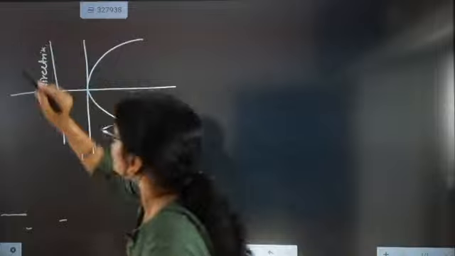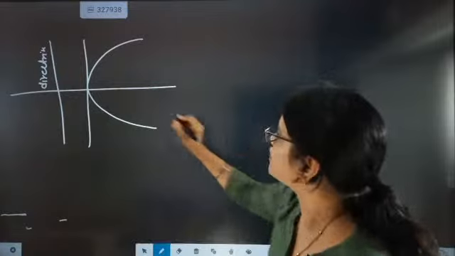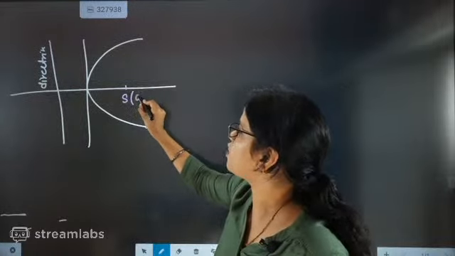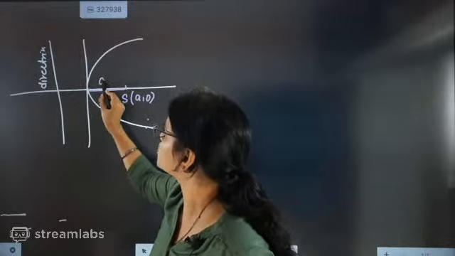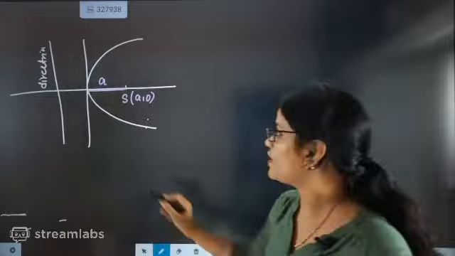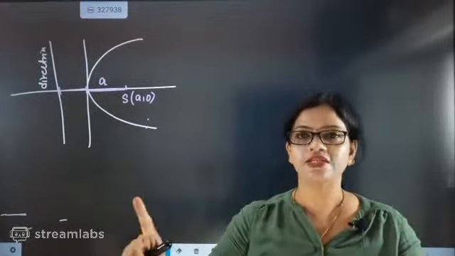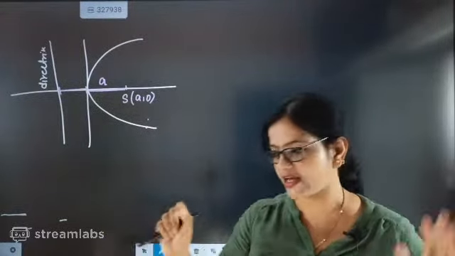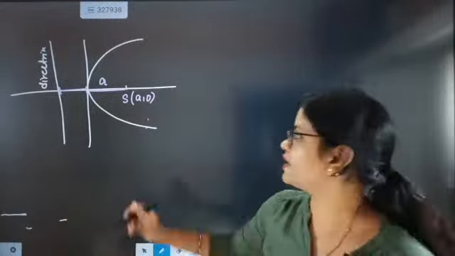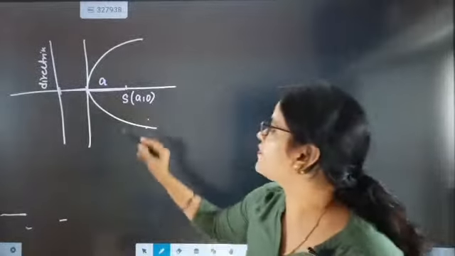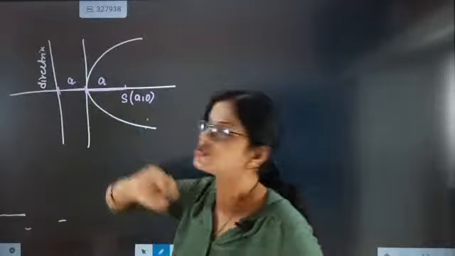And you know already, last class we discussed that when you take the focus here, then the focus point, if you take it as (a, 0), then this distance is going to be a, and this distance will also become a. That means the vertex will be equidistant from the fixed point and the fixed line. The fixed line is the directrix and the fixed point is the focus. So if this distance is a, then this distance will also become a.